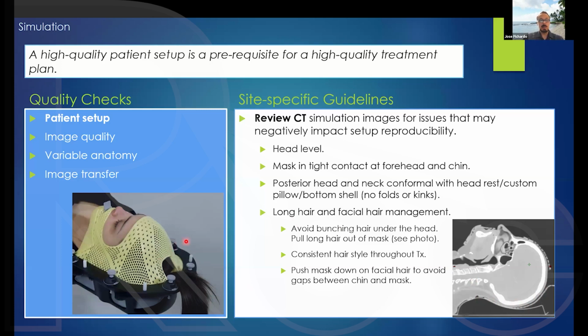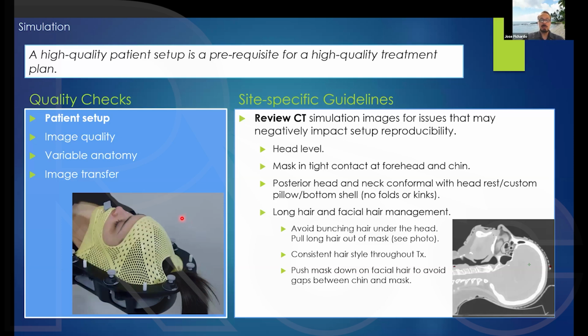You should treat the patient in the same way every day. So if the hair was in a specific way, you have to maintain it that way. It's very important that the patient does not cut their hair or change their hairstyle during treatment, because that will affect the reproducibility of the setup, right?